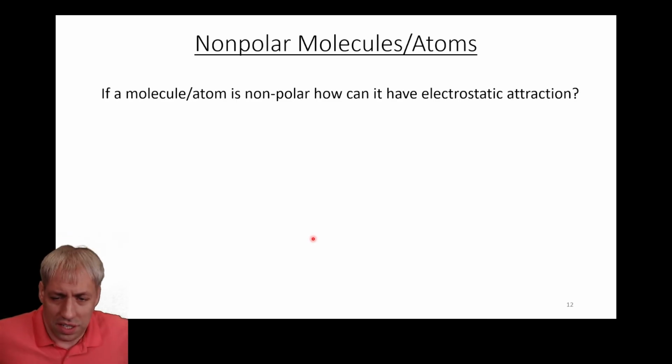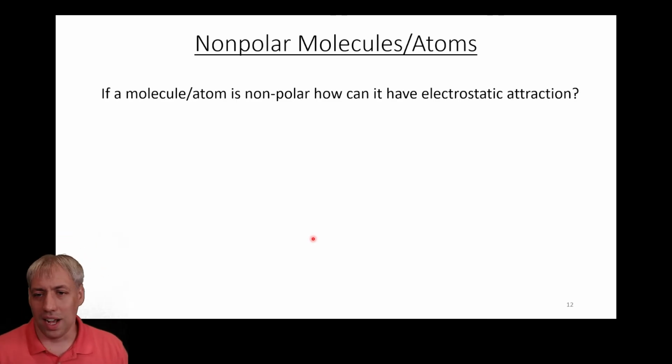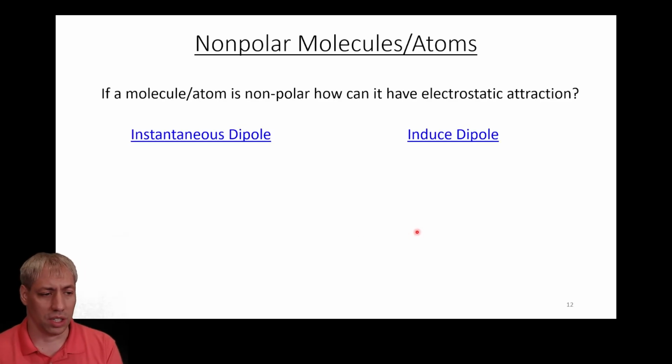And so the question is, if you have a nonpolar molecule, how can it have an electrostatic attraction, right? It doesn't have a negative charge. It doesn't have a positive charge. And so it does it through two different processes. One is called an instantaneous dipole, and the other is called an induced dipole.